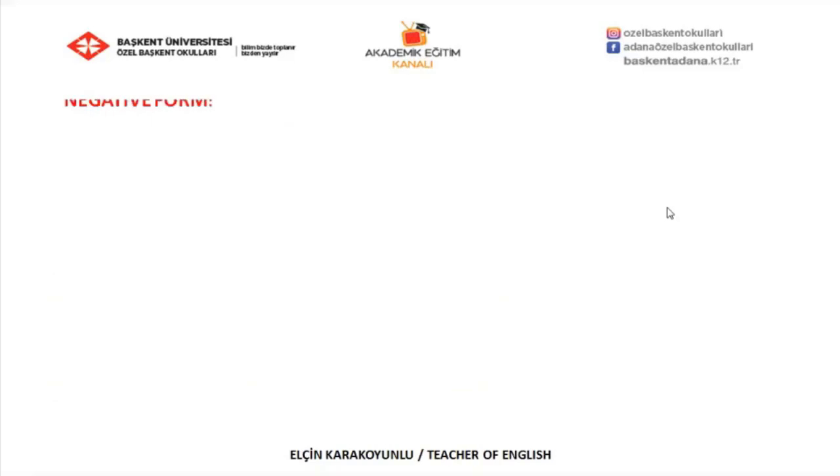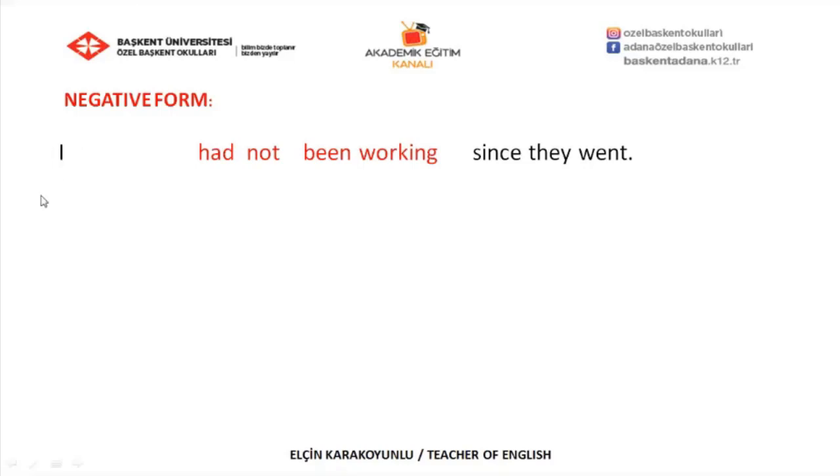Let's go on with the negative form this time. Again, in negative form, we use the subject at the beginning of the sentence. After the subject, we use had, but it's a kind of negative form. That's why we have to use not here. And after had, we use not, and then been, and again the ing form of the verb. I had not been working since they went.